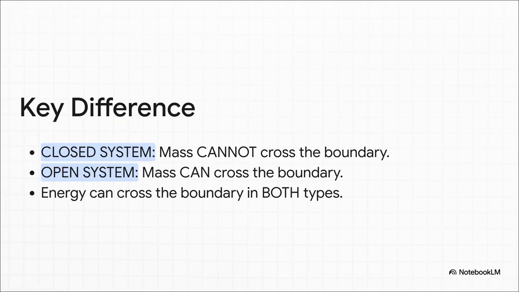So let's just boil it down. The only real difference between a closed and an open system is mass flow. Closed system, no mass gets in or out. Open system, it does. But check out that last point because it's super important. In both cases, energy is always free to cross the boundary.